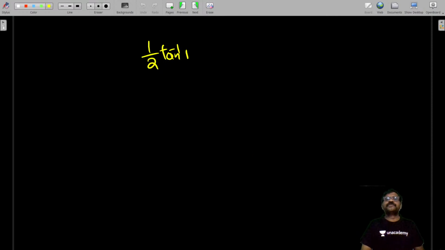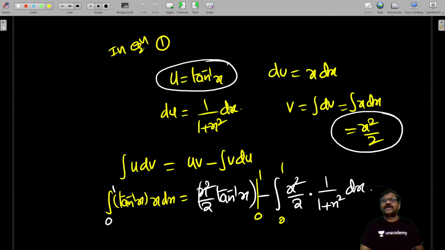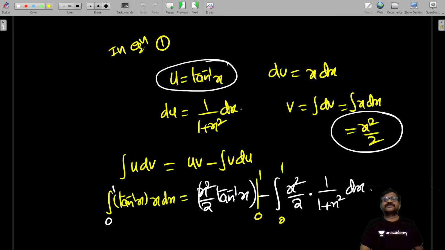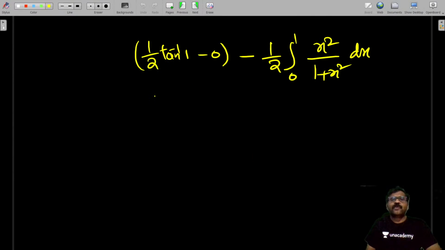Minus 1 by 2 integral 0 to 1 x square by 1 plus x square dx. Continuation. Observe: 1 by 2 tan inverse 1 is pi by 4.